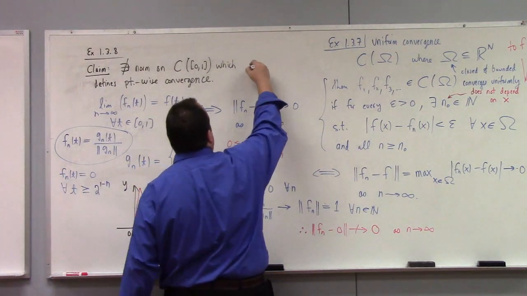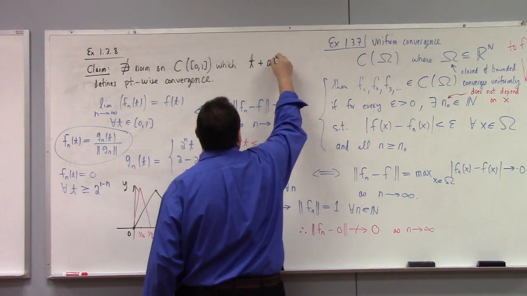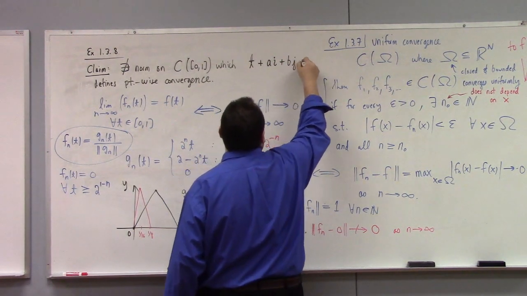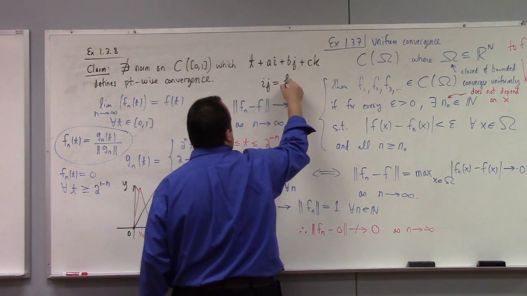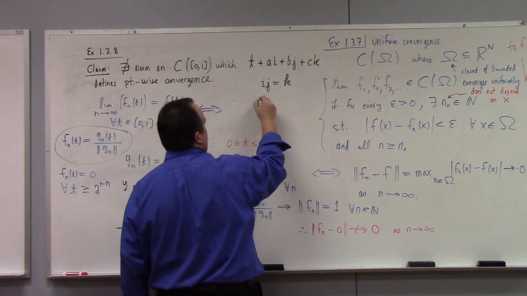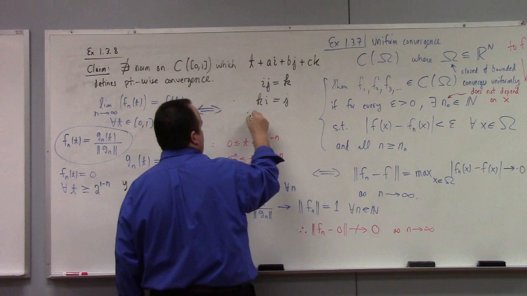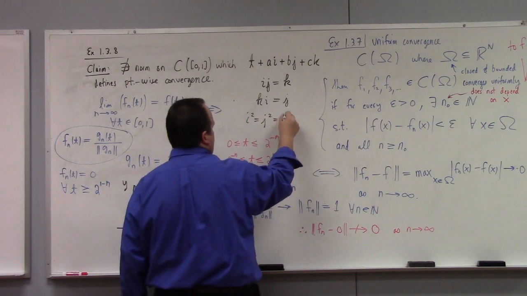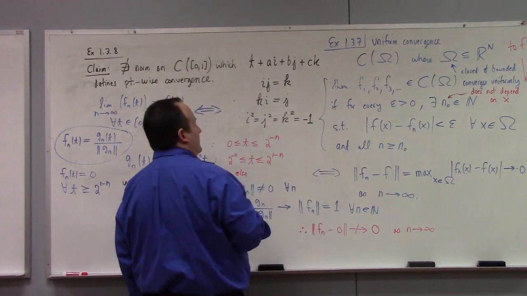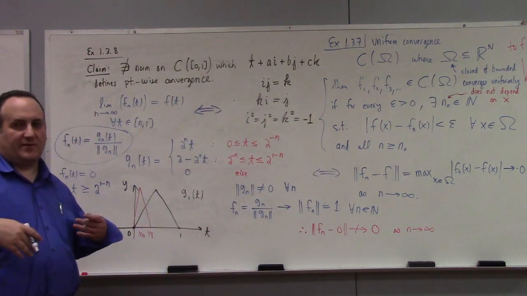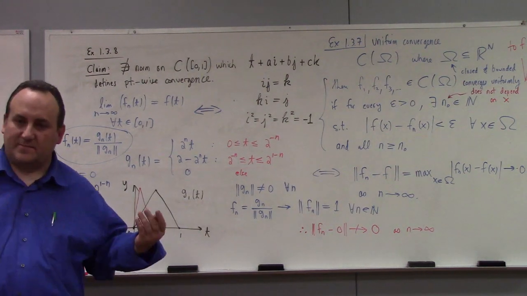from things of the form like t plus, let's say, ai plus bj plus ck, where here ij is k and ki is j, and i squared equals j squared equals k squared equals minus 1. So it's kind of like 3 copies of the complex numbers stuck together, paired with a set of real numbers, such that they all interact.